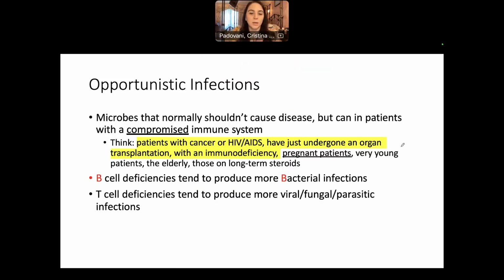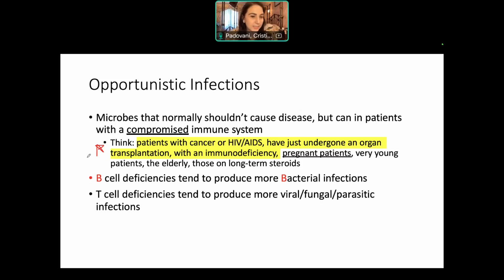Okay. Next is opportunistic infections. So opportunistic infections are microbes that shouldn't normally cause disease, but they can in patients with a compromised immune system. So normally, and this is what I highlighted, this is what you see in vignettes that should make you think of an opportunistic infection. Patient has cancer, patient has HIV/AIDS, patient just underwent an organ transplant, so they're going to be on tons of immune suppressants.